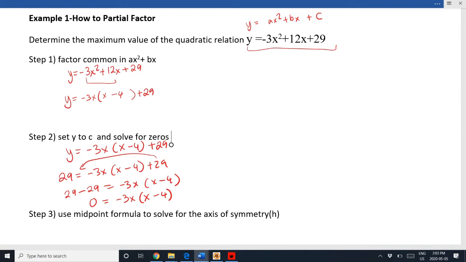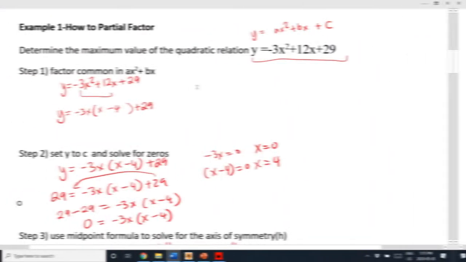For this statement to be true, either negative 3x is going to equal 0, or x minus 4 is going to be equal to 0. Now we can solve for our zeros. One of them, x, is just going to be equal to 0, and our other one is going to be x is equal to positive 4. So now we have our zeros.